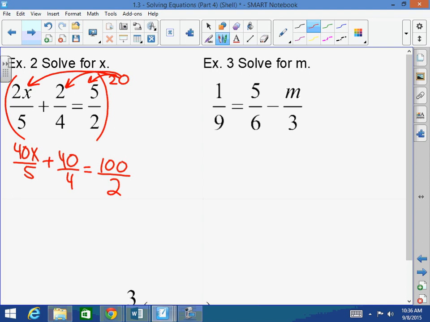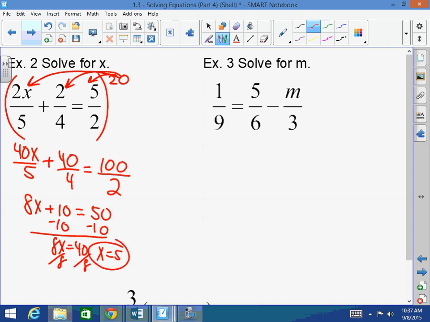40x over 5 is 8x. 40 over 4 is 10. And that equals 100 over 2, which is 50. Two-step equation, subtract 10 to both sides. 8x equals 40, divided by 8. X equals 5, gentlemen. Easy peasy, lemon squeezy. No worries here. Get rid of the denominators.